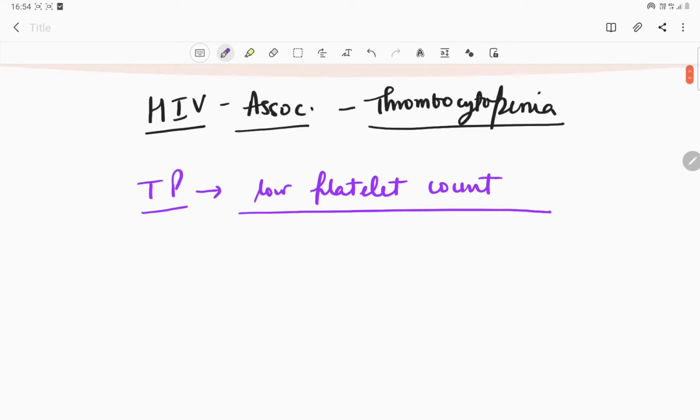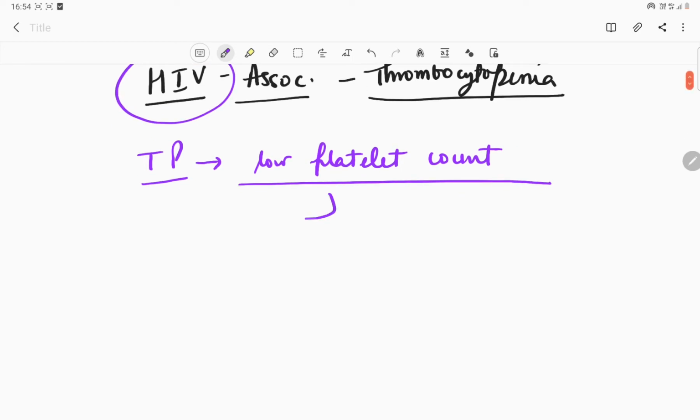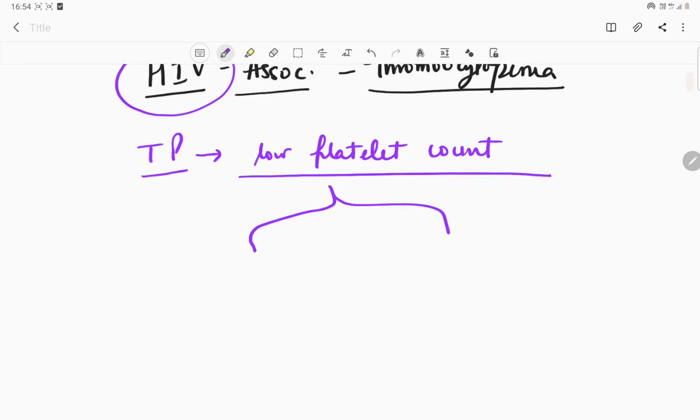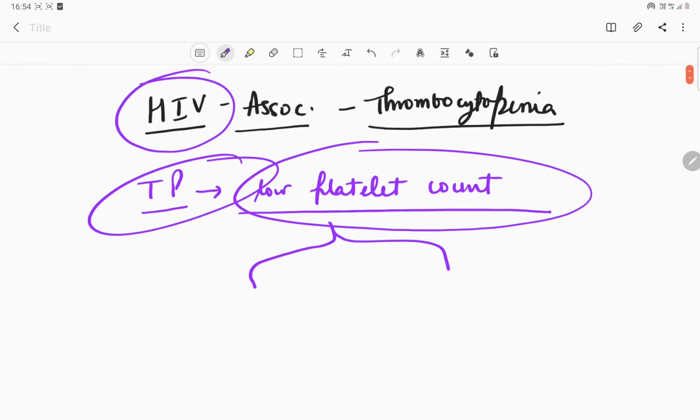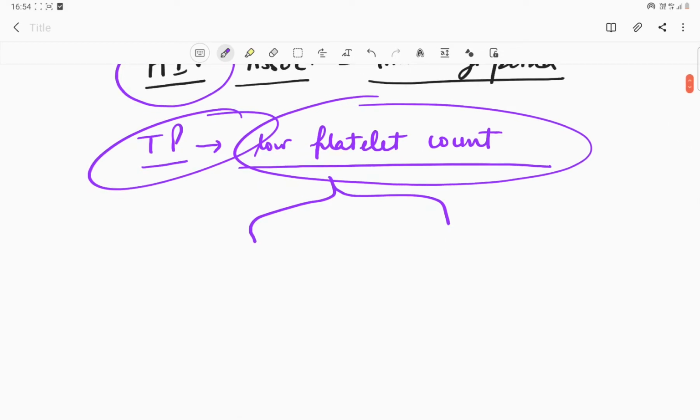This low platelet count in HIV, human immunodeficiency virus infection, can be due to mainly two reasons. Thrombocytopenia in HIV is one of the most common hematological abnormalities seen in the blood. Most common. So, the two reasons for this.